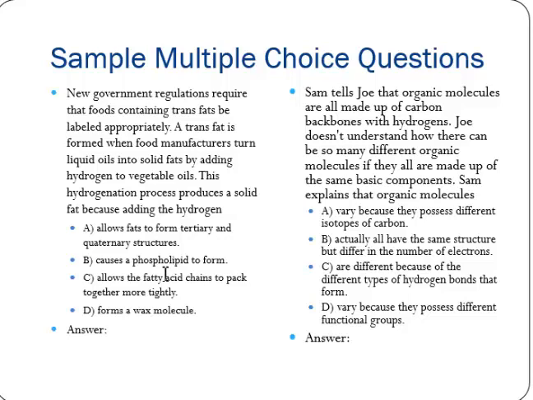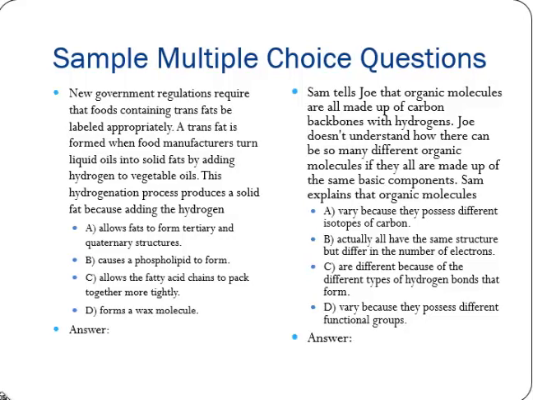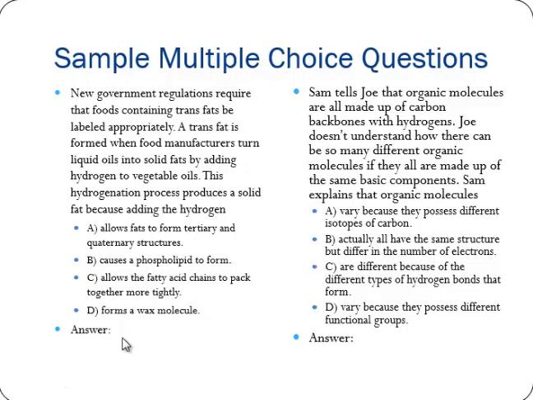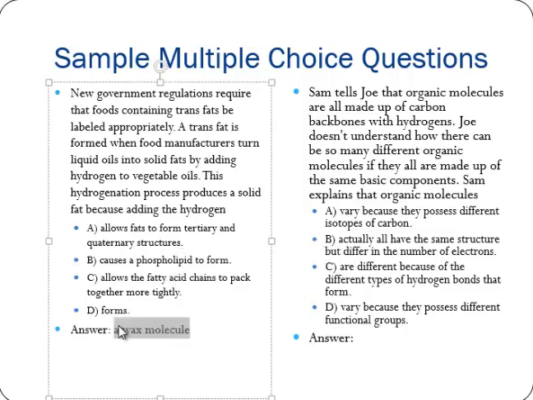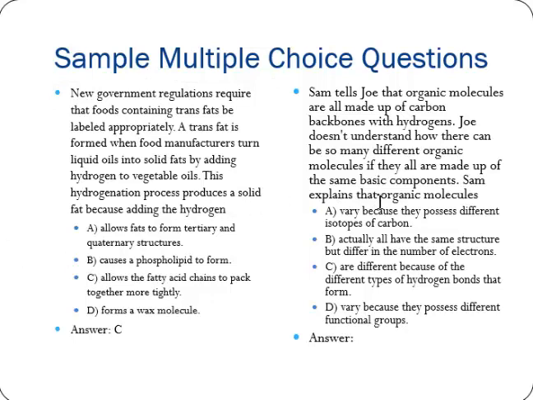B. Causes a phospholipid to form. A phospholipid would be something with a lipid and a phosphorus in it, but again, that doesn't really have anything to do with hydrogenated or solid or trans fats or anything like that. C. Allows fatty acid chains to pack together more tightly. Yeah, that's saturated. Saturated means when the bonds are totally packed together, so they are packed together more carefully. So certainly that looks like a good answer. D. Forms a wax molecule. Again, I have no idea what that has to do with anything. So the only answer, really, this is kind of an easy question. The only answer I see over here that makes any sense is C.